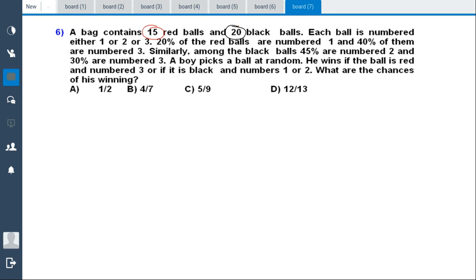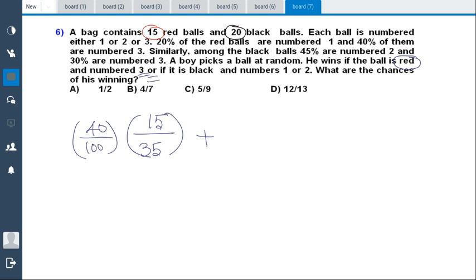So what is the probability of getting a red? The probability of getting red is 15 by 35. In this, I want the red ball to be numbered 3. How many balls are numbered 3? 20% of red balls are numbered 1 and 40% of them are numbered 3. So of this, 40% are numbered 3, which is 40 by 100 into 15 by 35.